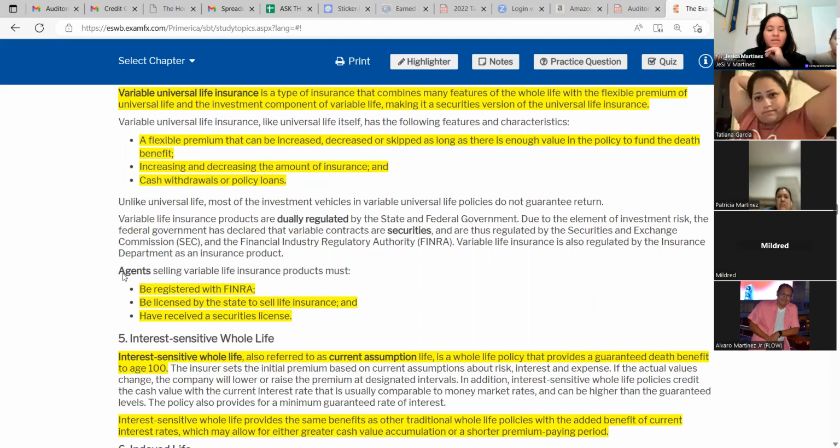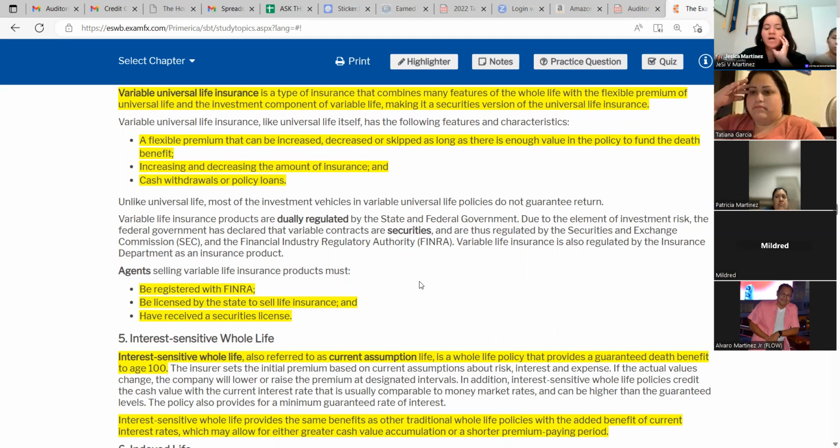Yes. Agents selling variable life insurance products must be registered with FINRA, be licensed by the state to sell insurance, and have received their security licenses. So for example, I cannot sell these type of products because I do not have my Series 6 yet. Once I pass that exam, then I'll be able to sell annuities and retirement accounts and things like that. So basically, variable universal life insurance has everything. It has everything included, correct.